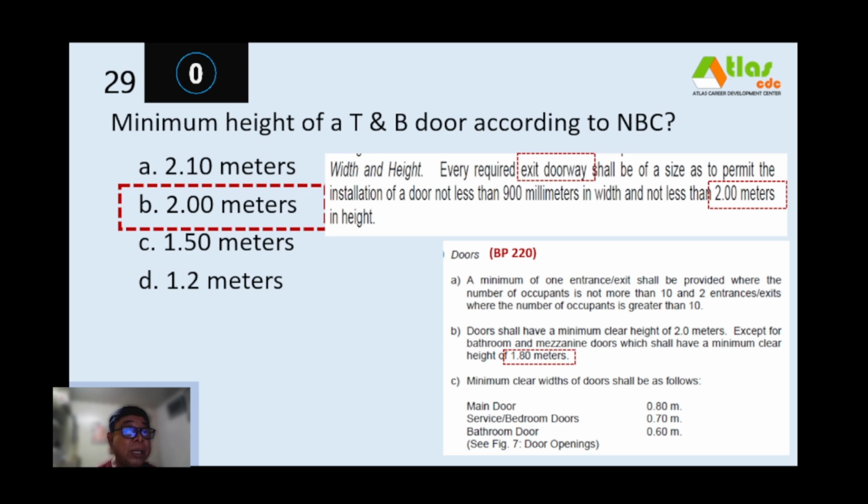According to BP 220 naman, ang doors shall have a minimum clear height of 2 meters except for bathroom and mezzanine doors which shall have a minimum clear height of 1.8 meters. So, dito lang mababa sa BP 220 na height ng door, no? For bathroom and mezzanine doors na 1.8, no?